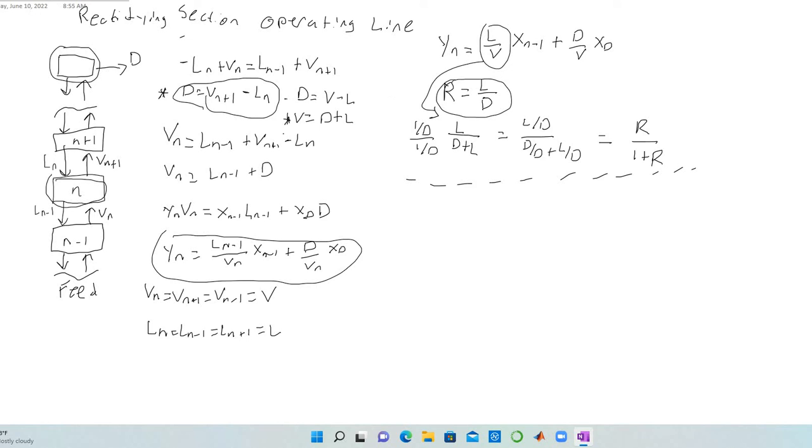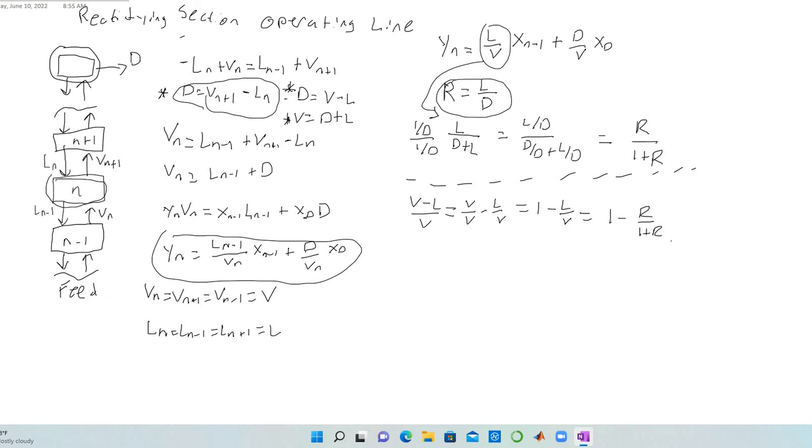So we're going to turn D into V minus L, this relationship right here. So we're going to have V minus L over V, which is going to equal V over V minus L over V. Right? So that's going to equal 1 minus L over V. So up here, if you'll remember, we just turned L over V into R over 1 plus R. So that's going to equal 1 minus R over 1 plus R.